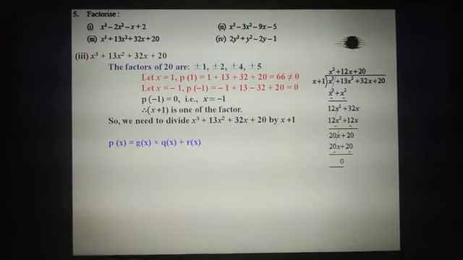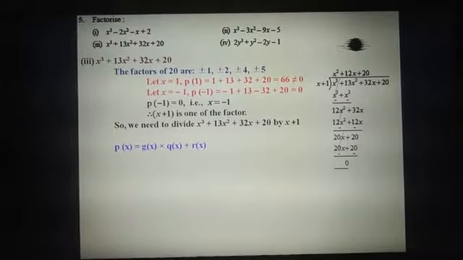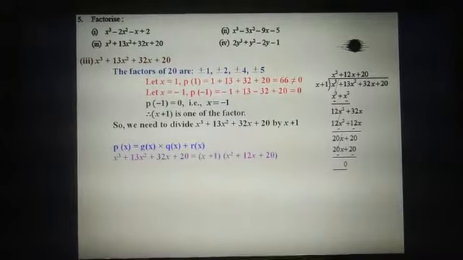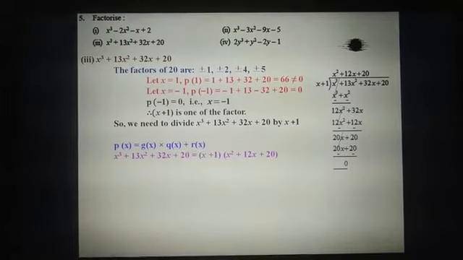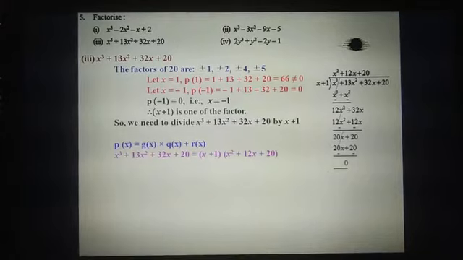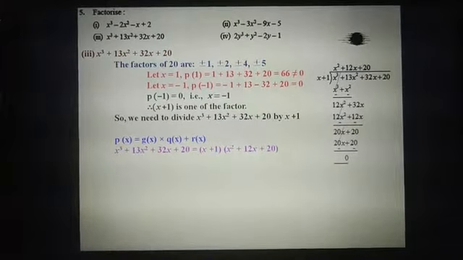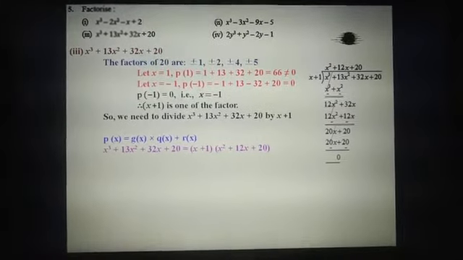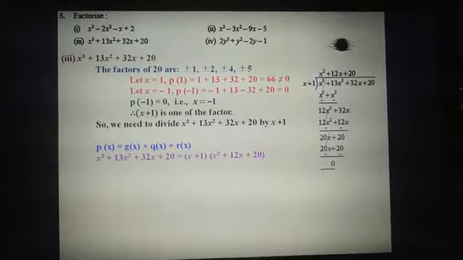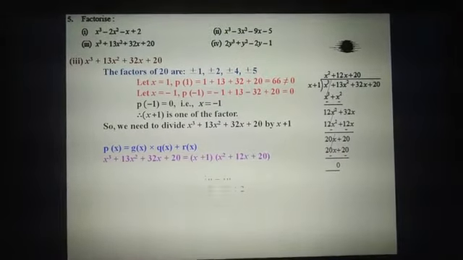That is, dividend is equal to divisor into quotient plus remainder. So the dividend x cube plus 13x squared plus 32x plus 20 is equal to divisor x plus 1 into quotient x squared plus 12x plus 20 plus remainder. So here remainder is 0. That's why I didn't mention remainder.